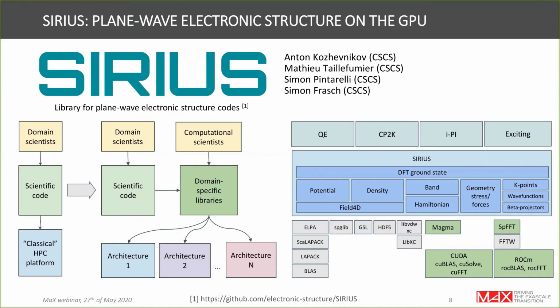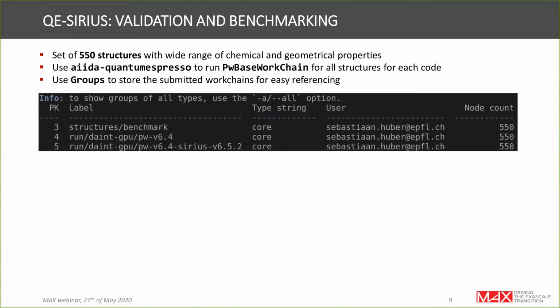And it just returns the DFT ground state, and then the scientific codes can focus on doing the physics, so computing the forces, computing the stresses, etc. They no longer have to worry about all the complexity underneath. So we've been collaborating with the authors of SIRIUS, and because we want to use this in production for our material discovery projects, the first step was to benchmark it.